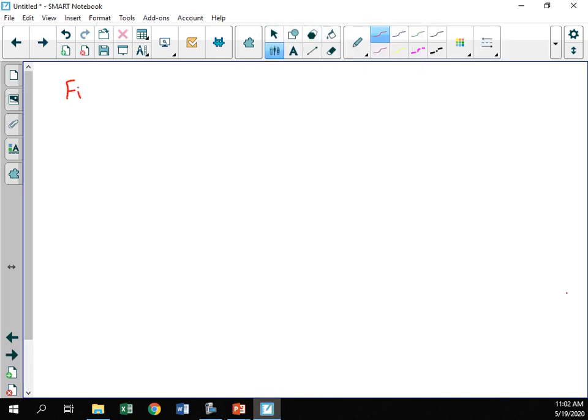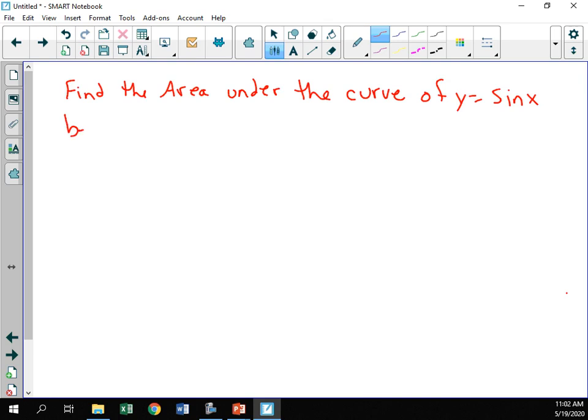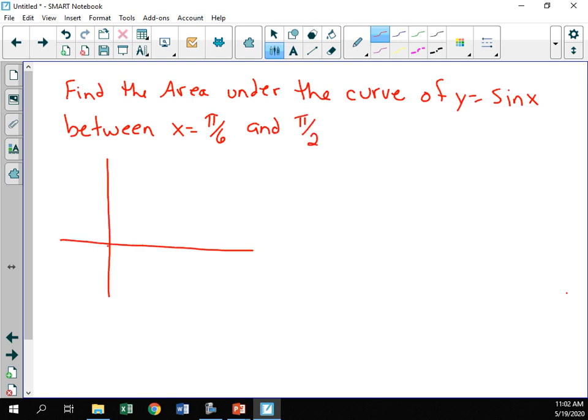Okay, so I'm going to find the area under the curve of y equals sine x between x equals pi over 6 and pi over 2. So here's my graph. Okay, and here's approximately pi over 6, and here at the peak is pi over 2. So here is my shaded region.